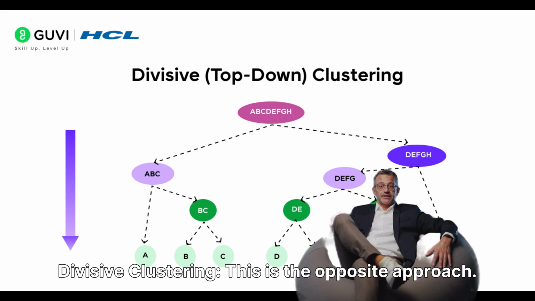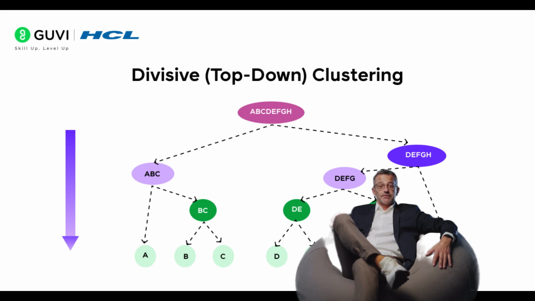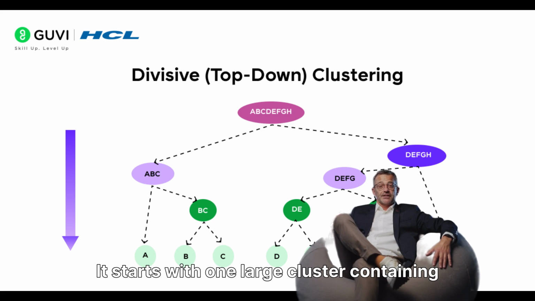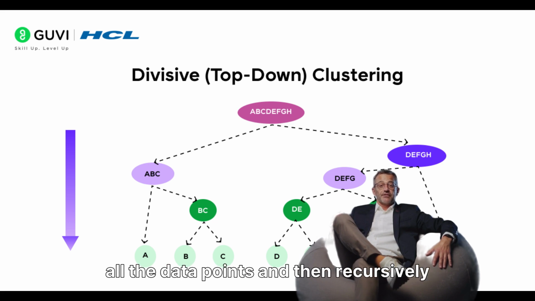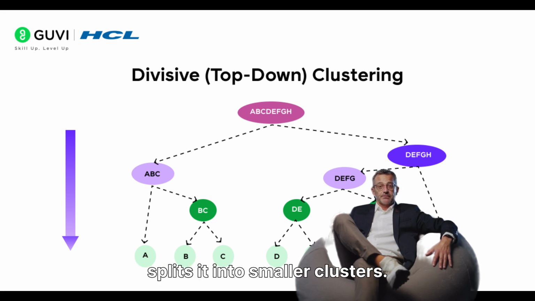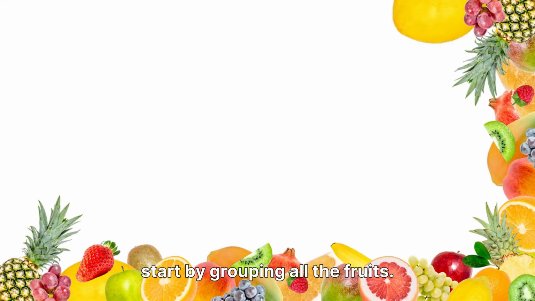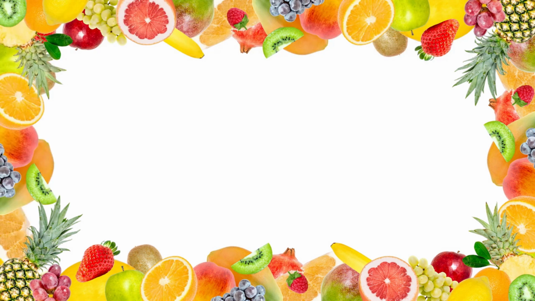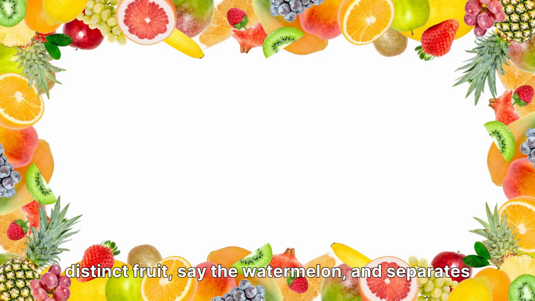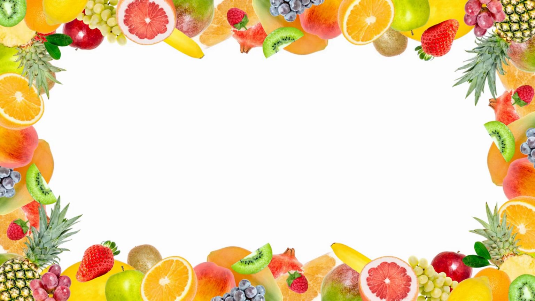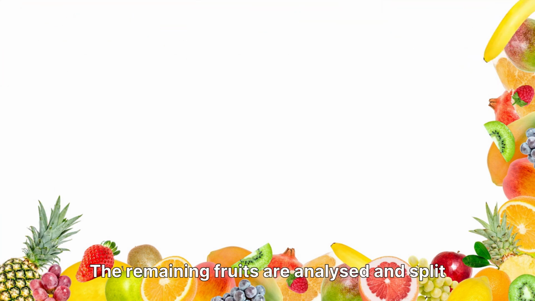Divisive clustering: this is the opposite approach. It starts with one large cluster containing all the data points and then recursively splits it into smaller clusters. Example, using the same fruits, you will start by grouping all the fruits. The algorithm then looks for the most distinct fruit, say the watermelon, and separates it into its own cluster. The remaining fruits are analyzed and split further based on their similarities.